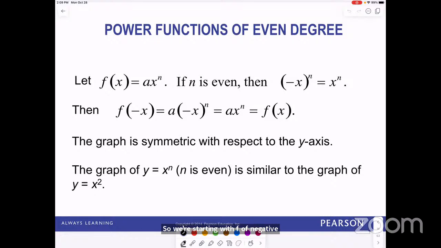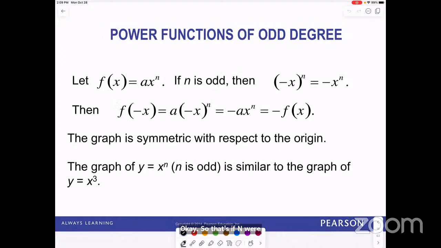That's the definition of a function being even, right? f of negative x equals f of x. That's the definition of a function being even. So then if it's even, that means the graph is going to be symmetrical with respect to the y-axis. And so the graph of y equals x to the n, where n is even, is similar to the graph of y equals x squared, right? Okay. So that's if n were even.